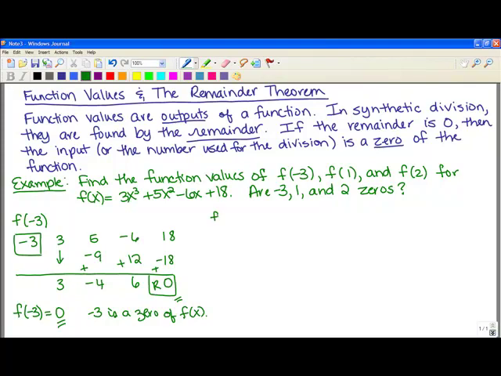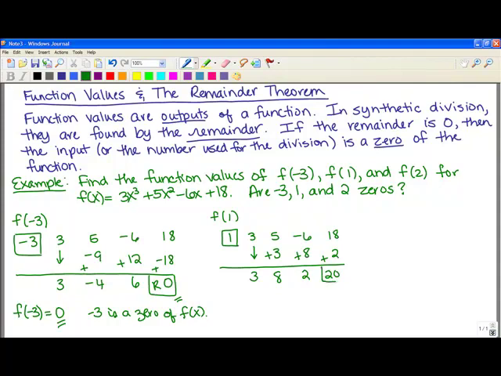Now find f of 1. The same idea. We'll put 1 in the box and use synthetic division again. So we've got 3, 5, -6, and 18 from the polynomial. Bring down the 3. 3 times the box 1 is 3. Add 5 and 3 together, we get 8. 8 times 1 is 8. Add -6 and 8, we get 2. 2 times the box 1 is 2. And add up the last column, we get 20.